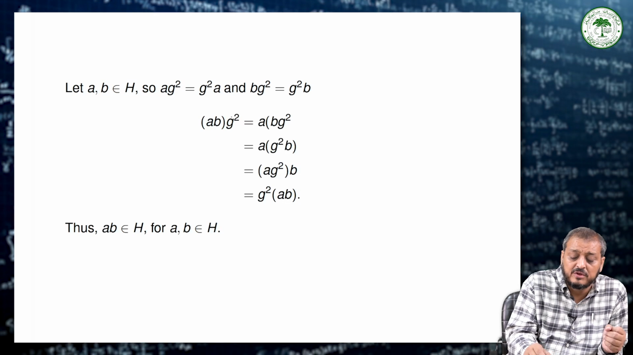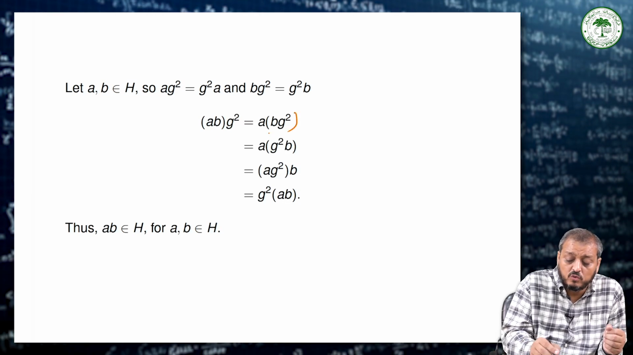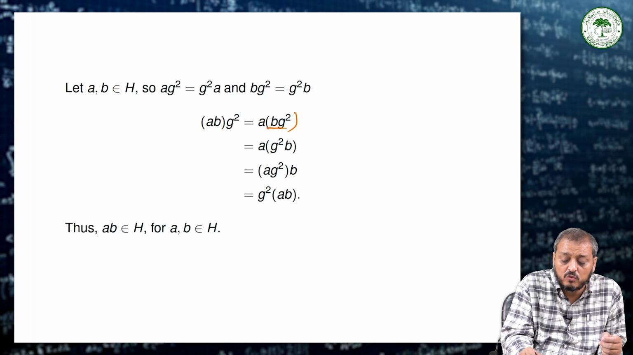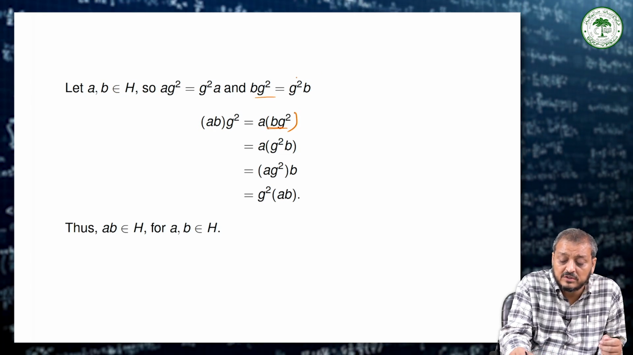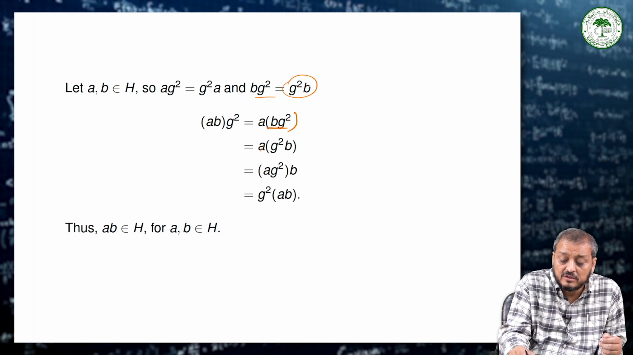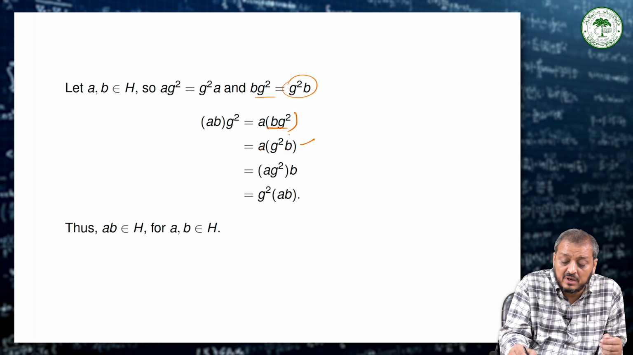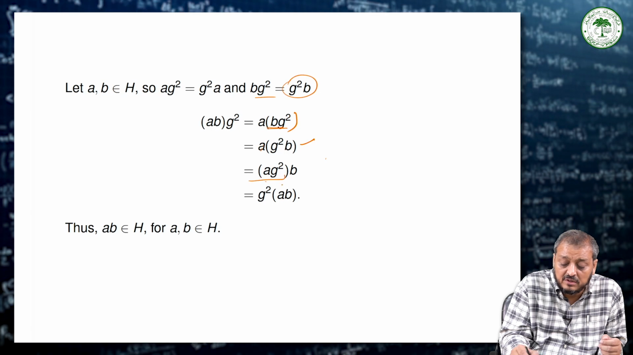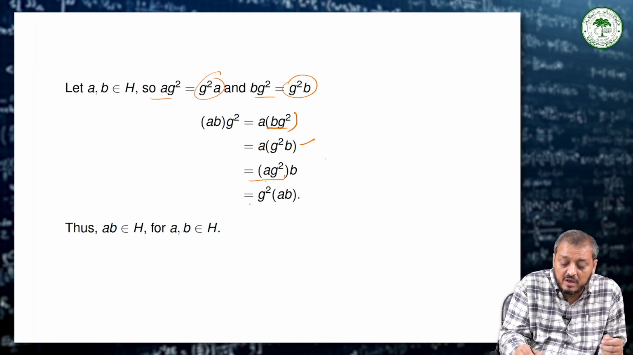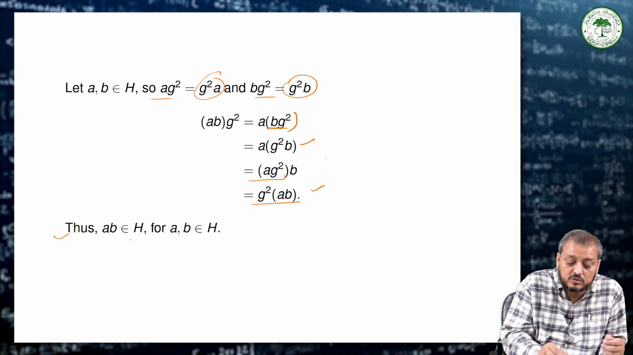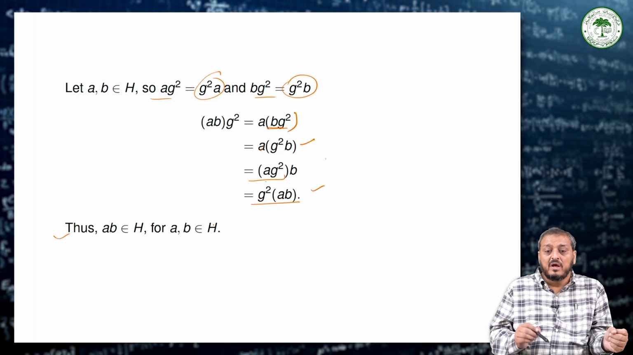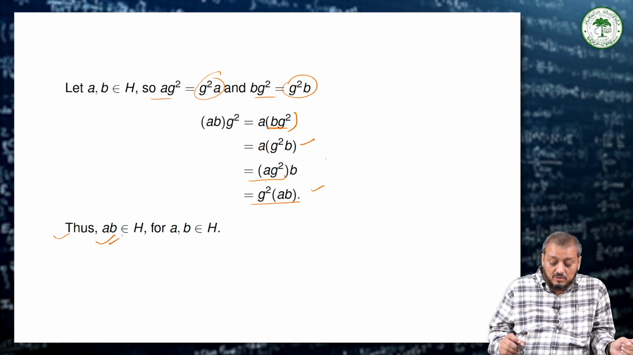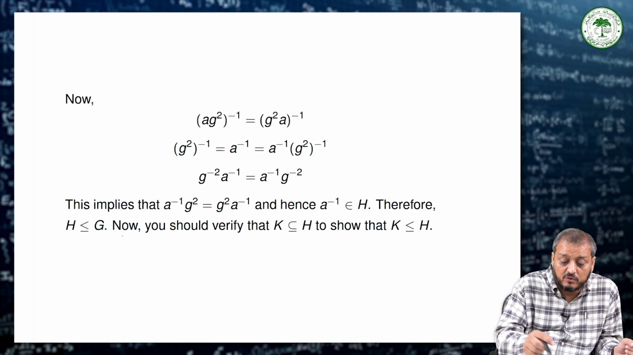Now we start from ab g square. Using associativity, a of b g square, and b g square is equal to g square b. So we write a g square b, and again using associativity, a g square is g square a, so g square a b. So we can say that ab belongs to H for all a, b belonging to H. Whenever a and b are elements of H, ab also belongs to H. Now second, we take the inverse.